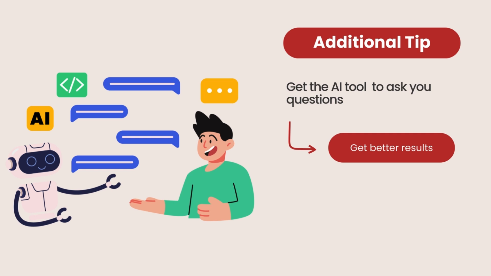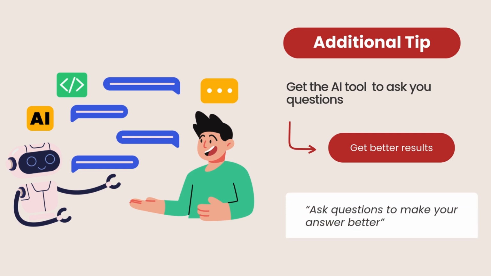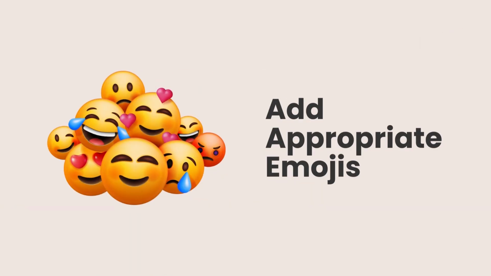To get the best results, you can also tell the AI tool to ask you questions. Just type in "ask questions" to make your answer better, and then answer all the questions listed down by the AI tool. Don't forget to add some appropriate emojis where necessary, and you're all set.